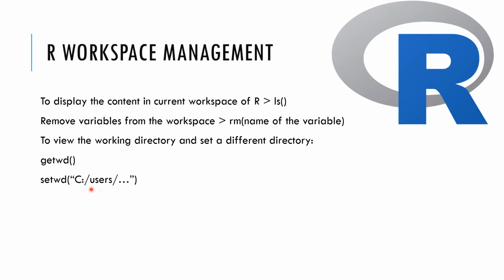And one thing you need to remember here is it works with either a single forward slash or a double backward slash. So when you're providing the path, either use the single forward slash or double backward slash, then it will work, otherwise it will throw an error. Now if you want to display all the files present in your current working directory, then you can use this function list.files and the double bracket.